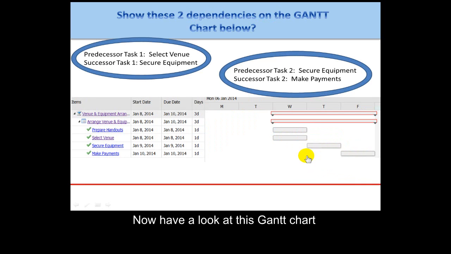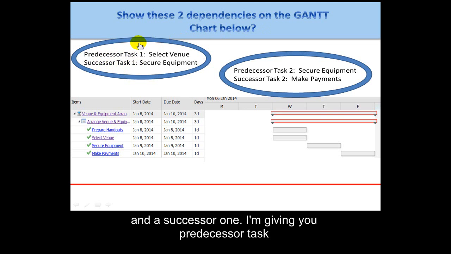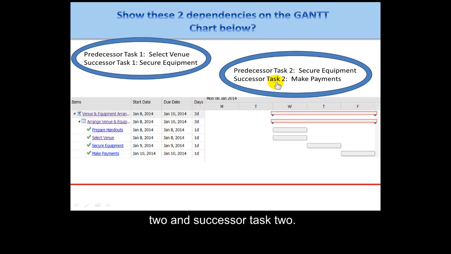Now have a look at this piece of the Gantt chart. Show these two dependencies on the Gantt chart below. So I'm giving you a predecessor task 1 and a successor task 2, the first dependency, and I'm giving you predecessor task 2 and successor task 3, the second dependency. Show how these would be illustrated on this Gantt chart.